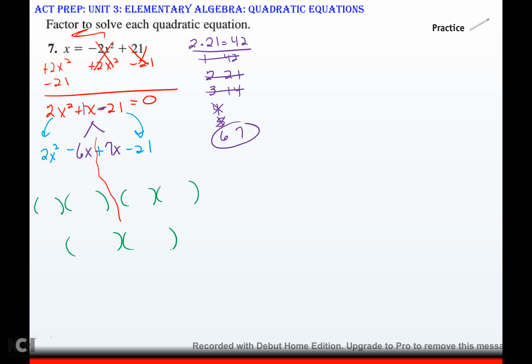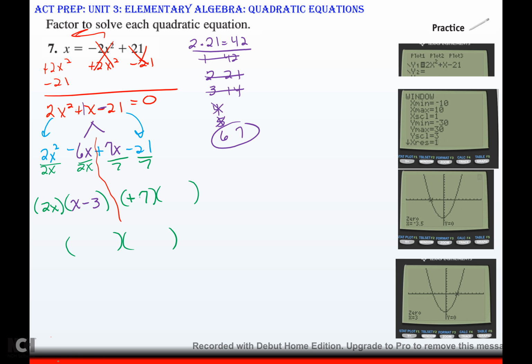Alright, on this side, your GCF would be 2x. Divide by 2x. I get 2x squared divided by 2x is positive x. Negative 6x divided by positive 2x is negative 3. On the other side, my GCF is going to be a positive, because that sign after the wall is positive. 7 goes into both, so 7, no x's. Divide by positive 7. And I get, sorry, I got ahead of myself there. 7x divided by 7 would be positive x. Negative 21 divided by 7 would be negative 3.